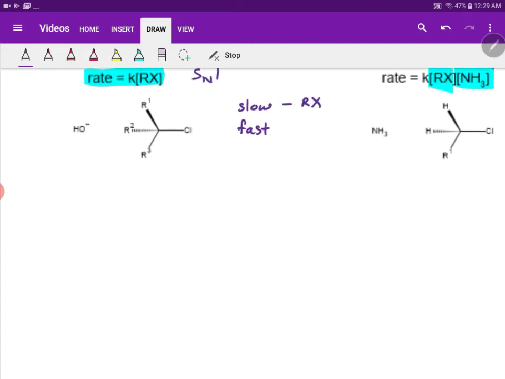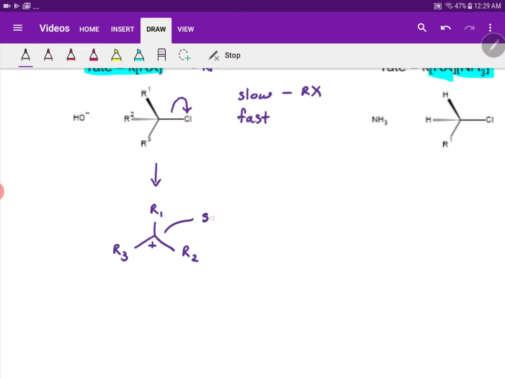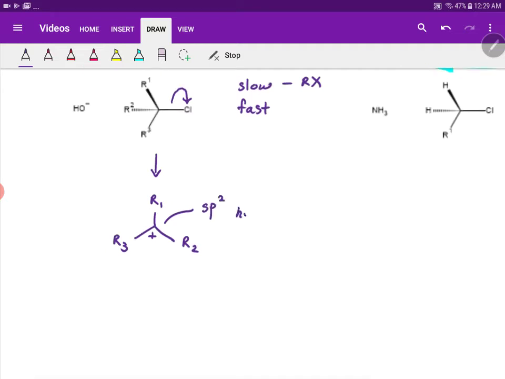So what happens here, I have three groups attached to this molecule. This is going to break off first. What am I going to get after that? I'm going to get R1, R2, and R3, and then there's a positive charge here. This carbon at the center is sp2 hybridized.